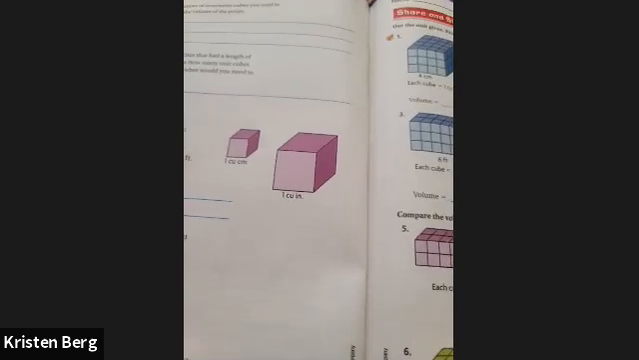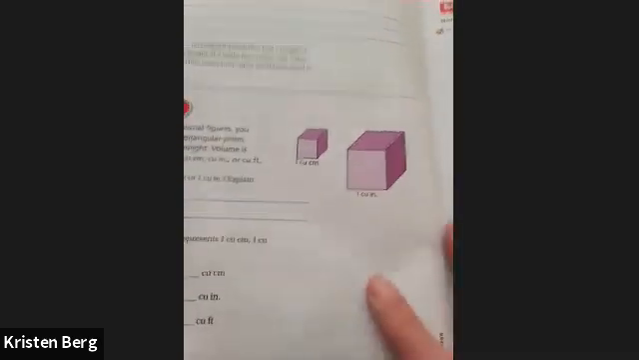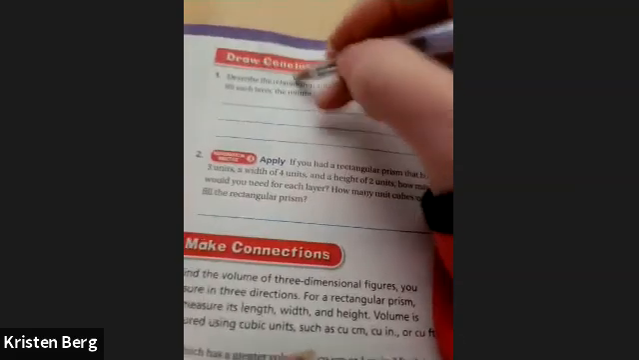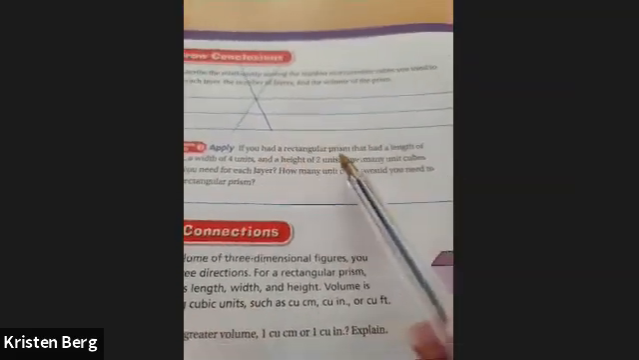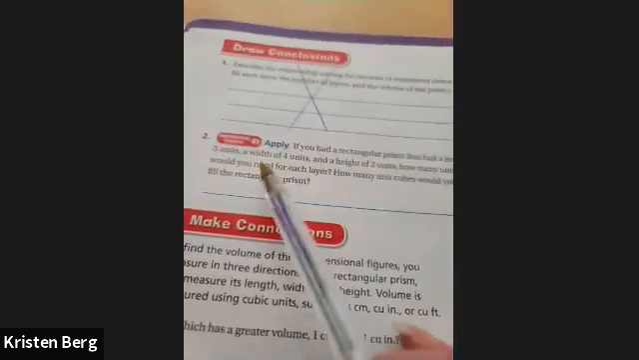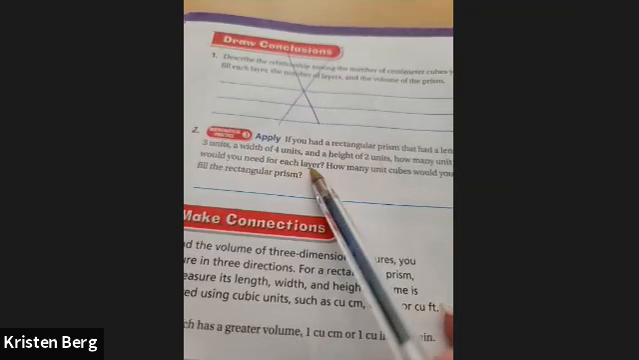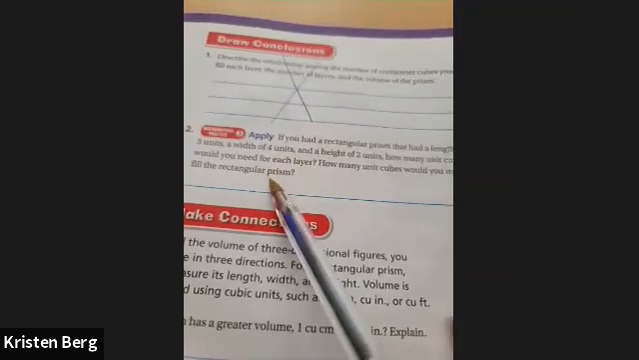All right, now we're just going to go into some of this here. I'm going to skip question 1. We're going to go down to question 2. If you had a rectangular prism that had a length of 3 units, a width of 4 units, and a height of 2 units, how many units would you need for each layer? And how many unit cubes would you need to fill the rectangular prism?